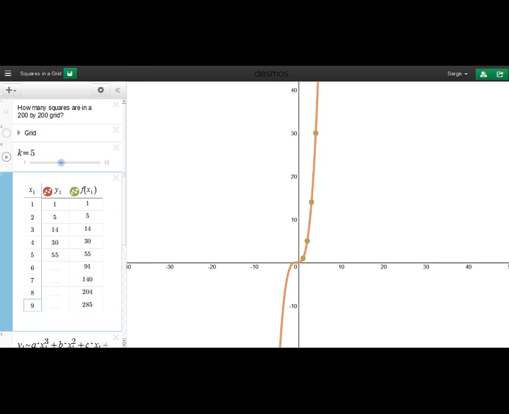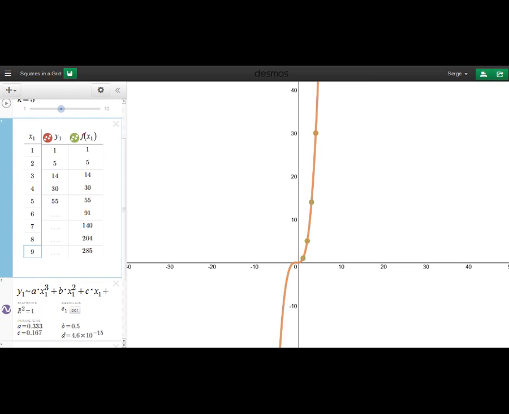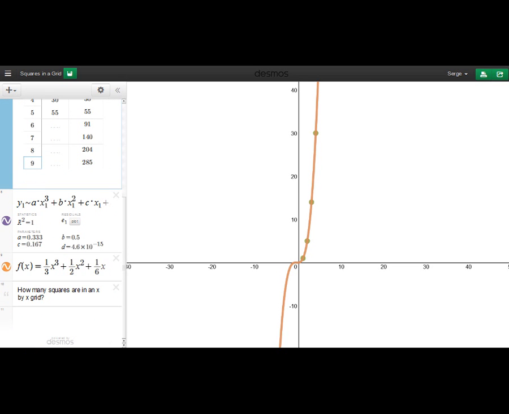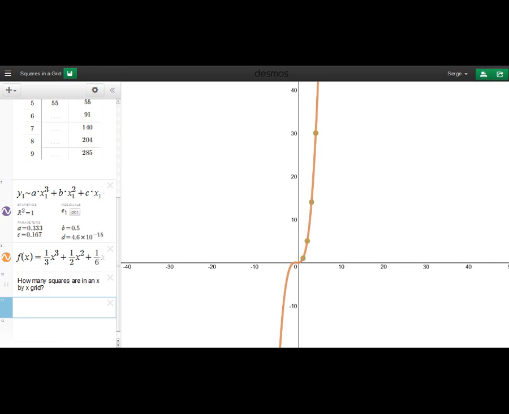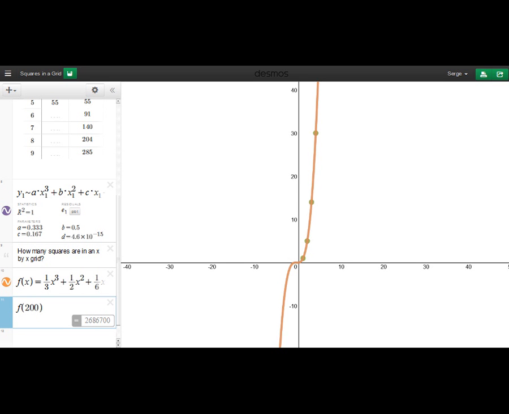And at this point, we're ready to actually go back and answer the question. We've come up with a beautiful model. We have our function f of x. So, how many squares are in an x by x grid? Well, that answer is given by f of x here. So the number of squares in a 200 by 200 grid will be f of 200. Whoa, 2,686,700 squares.